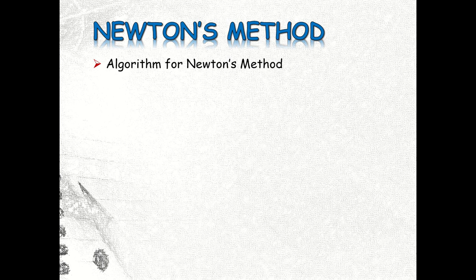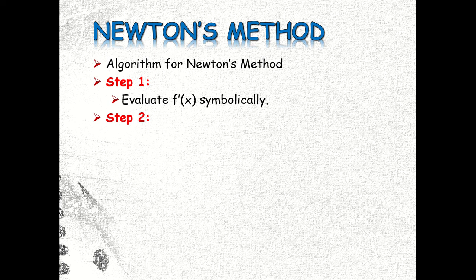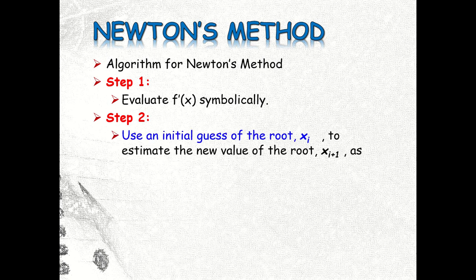Okay, we have here the algorithm for Newton's method. Step number one, first we need to evaluate the first derivative of the function, symbolically. And then step number two, we use an initial guess of the root. We can call that guess x sub I. I here means initial value, or approximate value of the root of the function, or the zeros of the function, or the solution of the function. We call that x sub I.